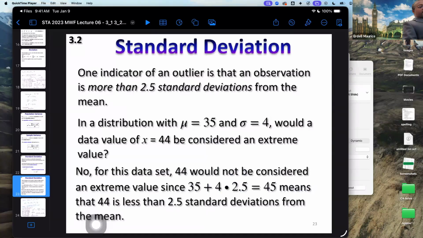So there is a standard, something called an extreme value or an outlier. A value that's more than 2.5 standard deviations away from the mean is considered to be an extreme value or an outlier. And so if I have a distribution where the mean is 35 and the standard deviation is 4, I can ask the question, is the number 44 an extreme value? Is it an outlier? The first thing you have to determine is, is 44 larger than 35 or is it less than 35? It is larger than 35, yes? And so it means I am looking above 35.